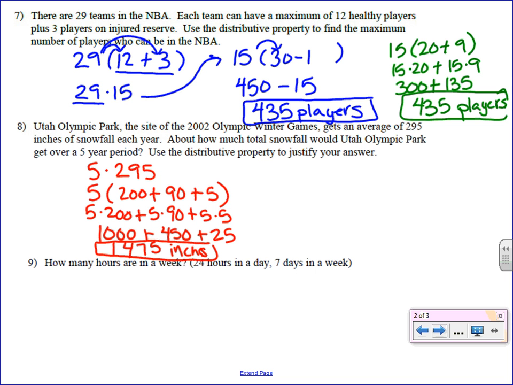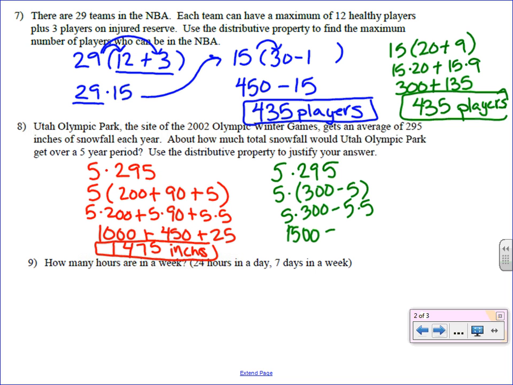Another way we could have done it is 5 times 295. We could have thought of 295 as 300 minus 5. 5 times 300 minus 5 times 5. 5 times 300 is 15 with 2 zeros. Minus 5 times 5 is 25. So 1,500 minus 25 is 1,475 inches. Two different ways of getting the same answer.